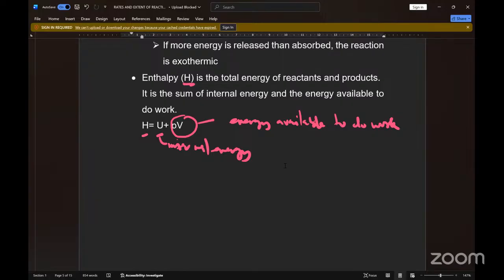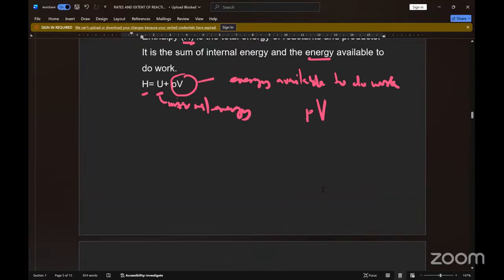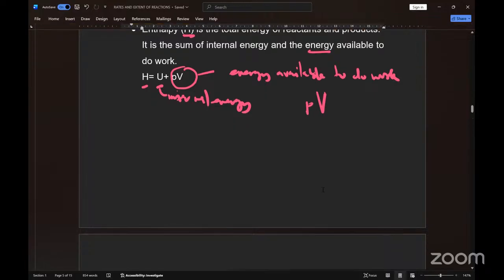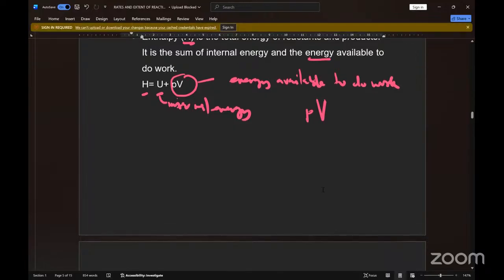The one that is a bit confusing is this PV, because this is pressure times volume. So how are pressure and volume called energy? Because here it says this is the energy available to do work. So let me do a bit of physics and take you back for those of you who are interested. It's not very necessary, but sometimes I feel that when you're teaching students, you don't just teach theory, theory, theory. Sometimes it's good to let them know why things happen so that you can appreciate science well.